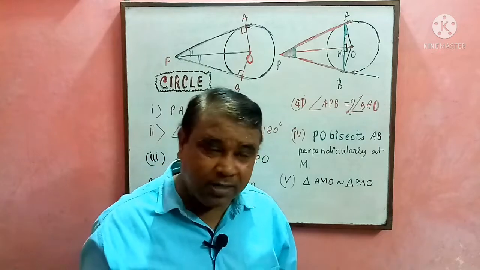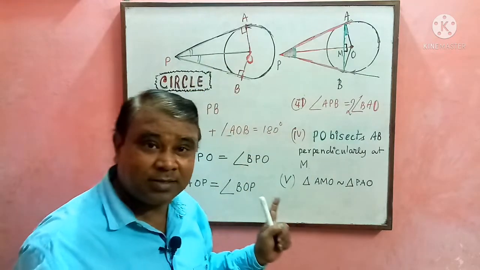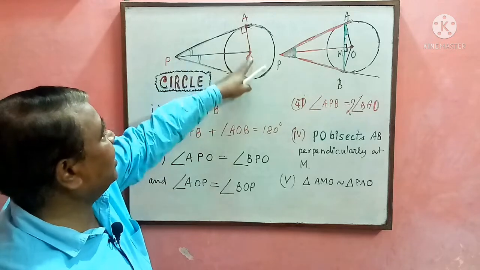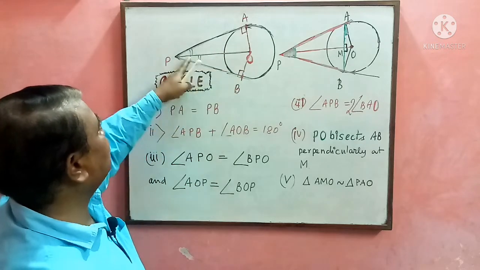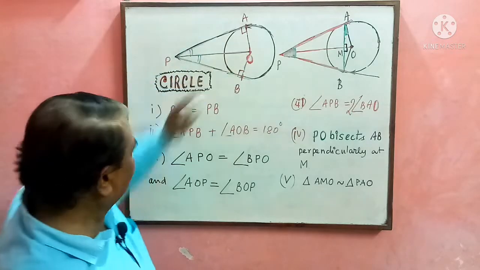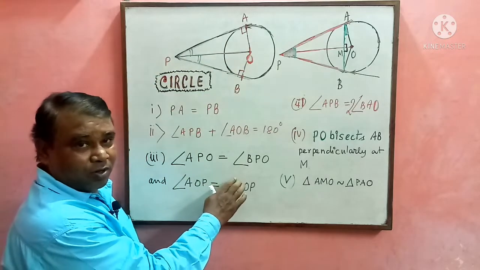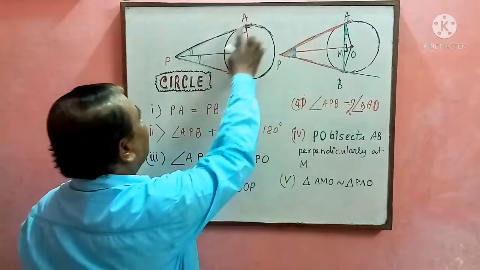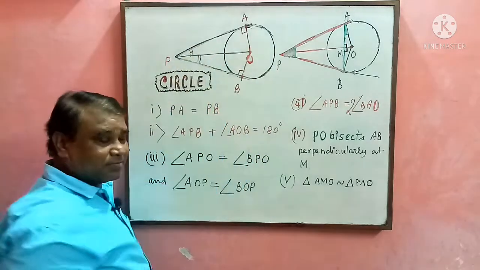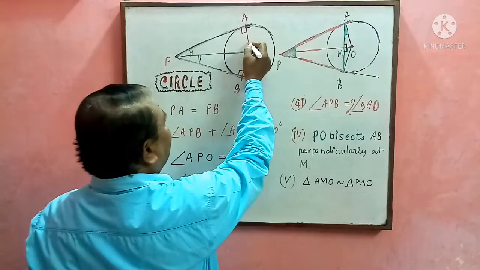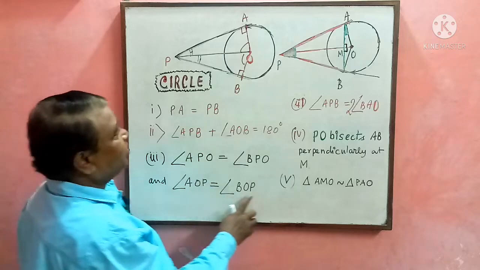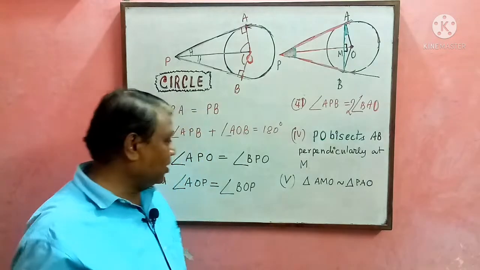We have already proved these two triangles are congruent. So these two sides, the radii, are equal, opposite to these are these two angles, and the tangents are equal, opposite to these tangents are these two angles. So APO is equal to BPO. These two angles are equal. In the same way, these two angles are also equal, AOP and BOP. This is the third formula.